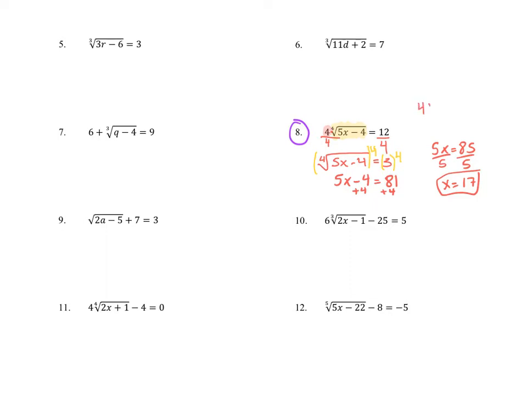So 4 times the fourth root of 5 times 17 minus 4 equals 12. So 4 times the fourth root of, well, 17 times 5 is 85 minus 4 is 81. The fourth root of 81 is 3. 3 times 4 is 12. So that one does work.